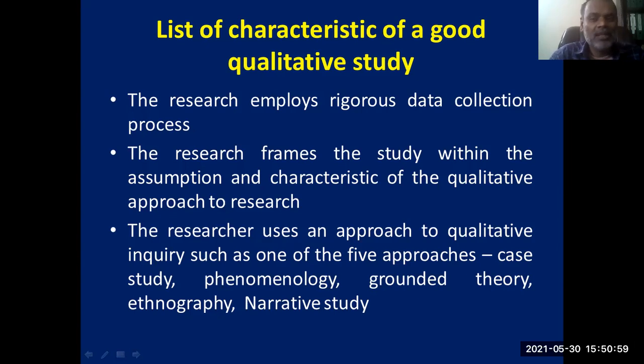Phenomenology mostly goes with in-depth interviews. That is one of the most important tools for ethnography. So each approach will vary. You need to understand the characteristics of each of these approaches. Accordingly, you will be able to frame the research process.